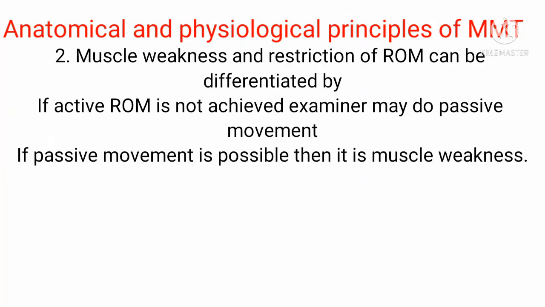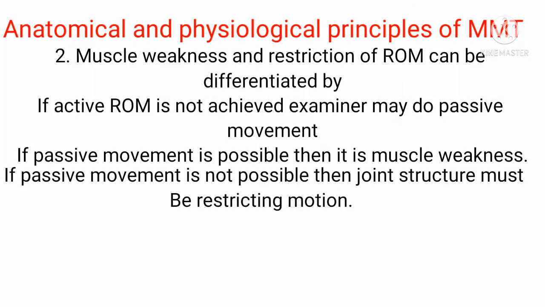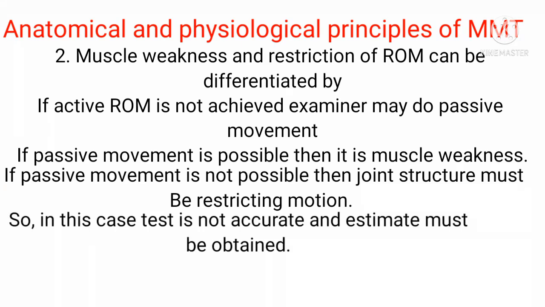Muscle weakness and restriction of range of motion can be differentiated by this: if active range of motion is not achieved, the examiner may do the passive movement. If passive movement is possible, then it is muscle weakness. If passive movement is not possible, then the joint structure must be restricting the motion. So in this case, the test is not accurate and an estimate must be obtained.